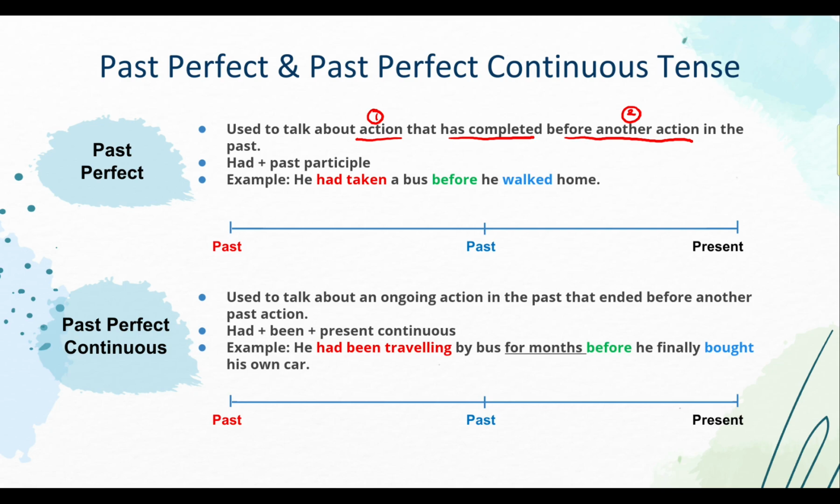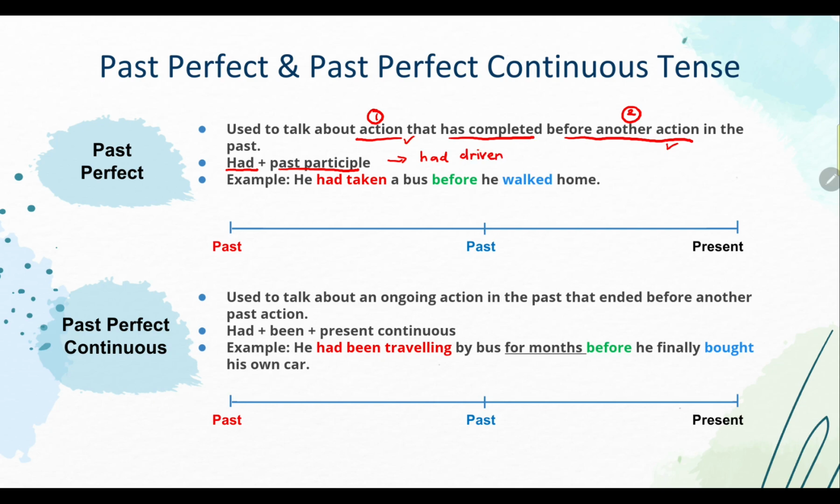Alright, so as you can see here, there are two actions. Okay, there is one action that happened before another action. Okay, but both actions have completed. Kedua-dua action itu sudah selesai. Okay, so how do we write past perfect or how do we identify past perfect? Past perfect can be identified by the use of the word had. So we have to add the word had and the verb will be changed into past participle. Okay, for example, it will become had driven.